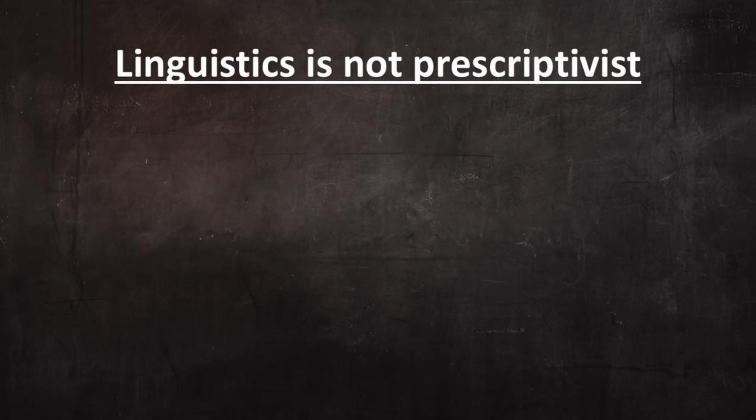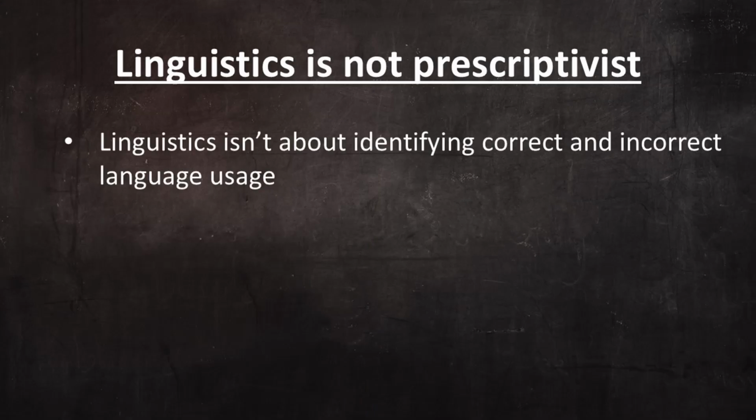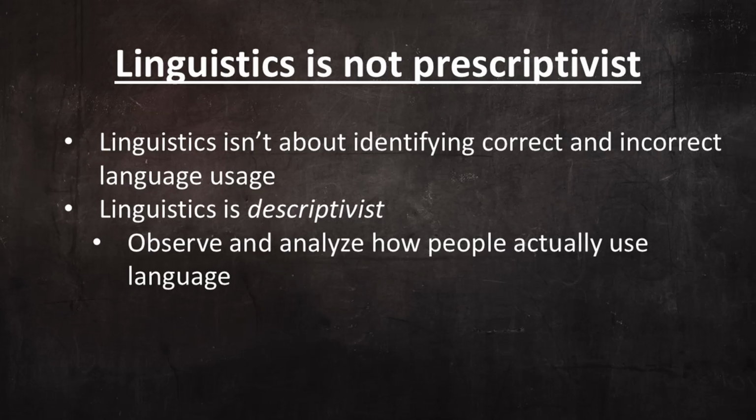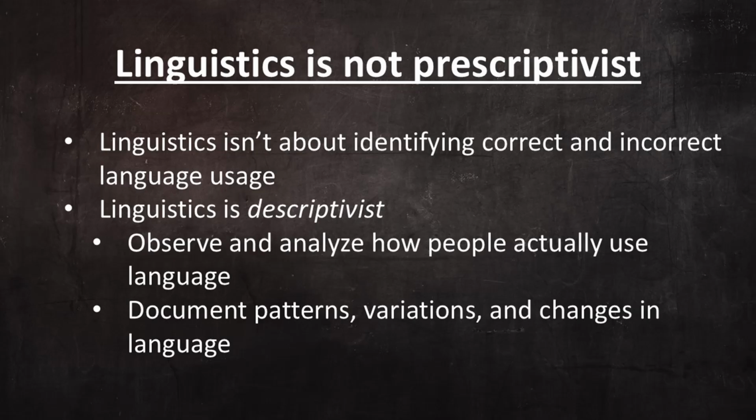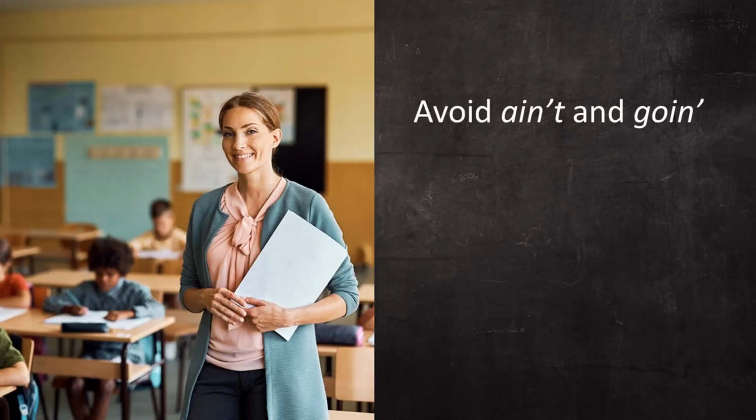Now, contrary to what a lot of people assume, linguistics is not prescriptivist. In other words, linguistics isn't about identifying correct and incorrect language usage. Instead, linguistics is descriptivist, which means that it's focused on observing and analyzing how people actually use language. It seeks to document patterns, variations, and changes in language without making judgments about whether those forms are right or wrong.